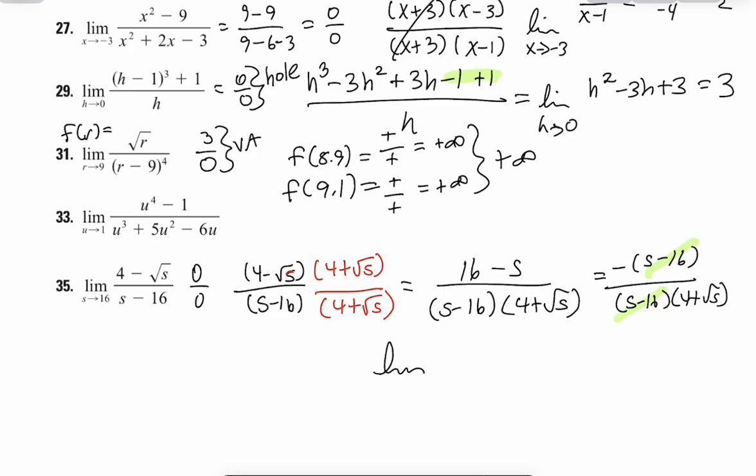So now we're going to take the limit as s approaches 16 of negative 1 over 4 plus the square root of s. Well, the square root of 16 is 4. 4 plus 4 is 8. The answer is negative 1/8. So you can always fix a 0 over 0 case, a hole in the graph, and find the simplified version. If there is a square root, use the conjugate.